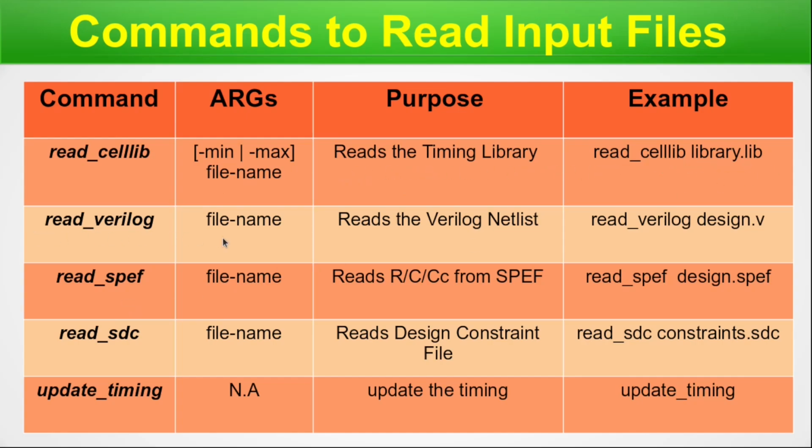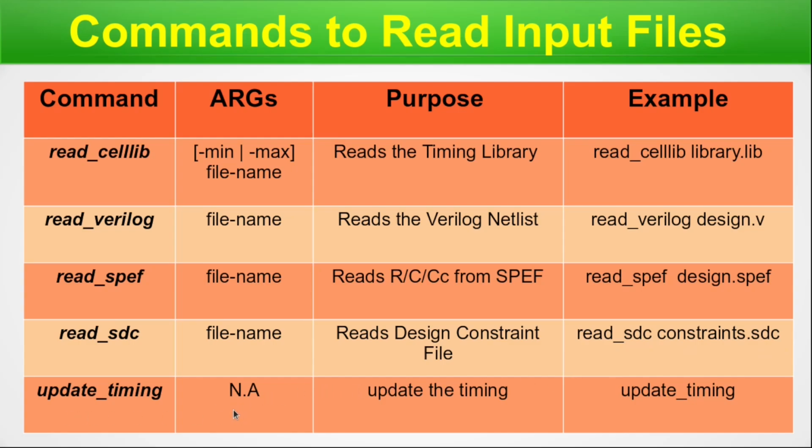Then read_verilog. The argument is the file name and it reads the Verilog netlist. An example is read_verilog design.v. Then comes read_spef. The argument is only the file name. It reads the R, C and CC information from the SPEF file. So read_spef design.spef is the usage. Read SDC, and here the argument is only the file name. It reads the design constraint file, and the usage is read_sdc constraints.sdc.